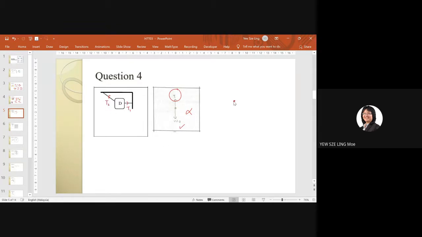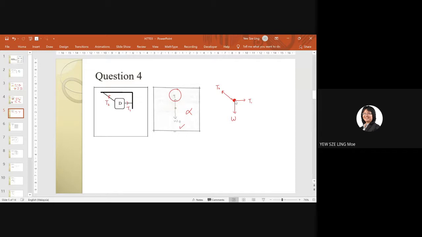So object D is a dot. Every object comes with a weight. So I have a WD going downwards, and then T1 going to the right and T2 going in this direction. Since the angle is not given, I can skip the angles. I don't have to include the angle in my free body diagram. Is it touching any surface? No, it is not. Does it have any frictional force? Obviously not, because it's not in contact with any surface.